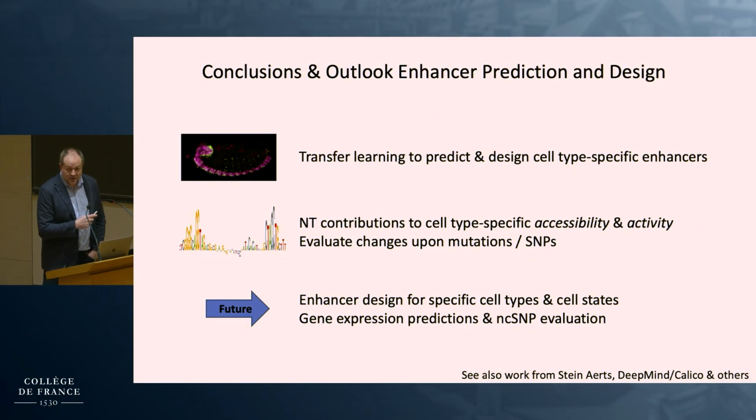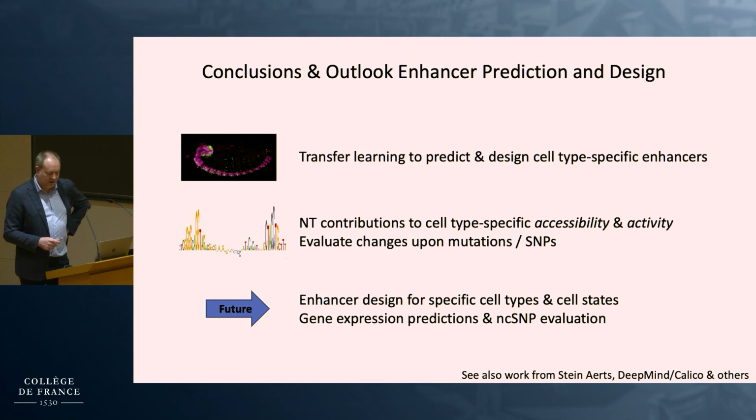I already mentioned this. It's kind of the summary of today, but also the outlook. We can now, with large enough genome-wide data sets, predict enhancers. We can use transfer learning to even go into in vivo enhancer activities. We can evaluate these models to learn also as biologists and scientists what enhancers need to be active. And I think that we will see a lot of cool advances in the next few years.